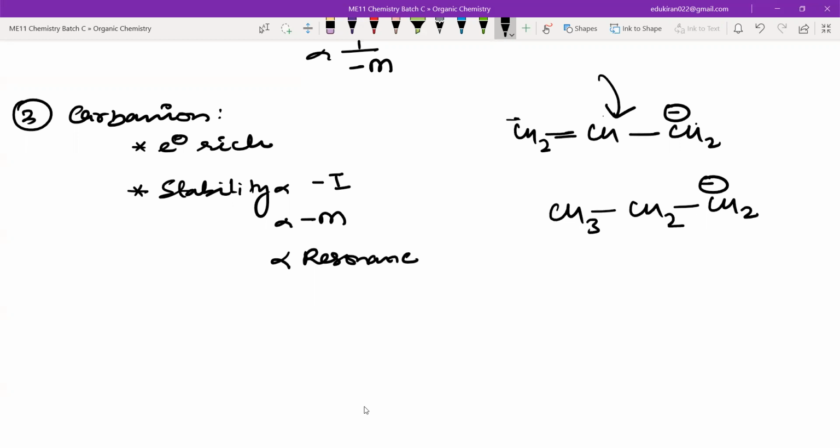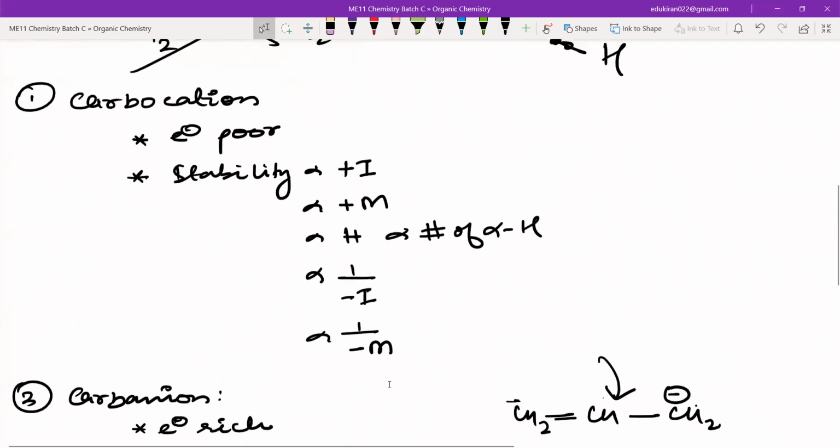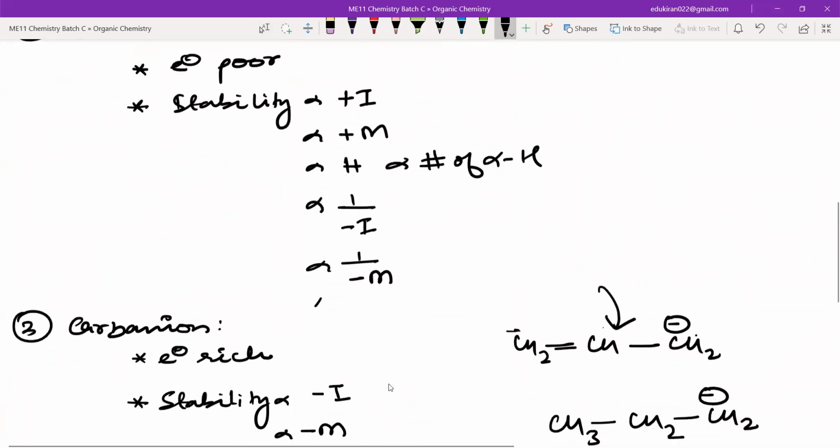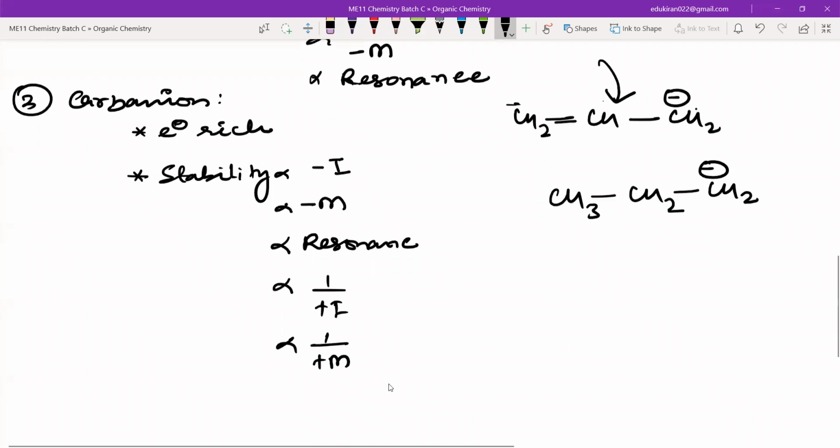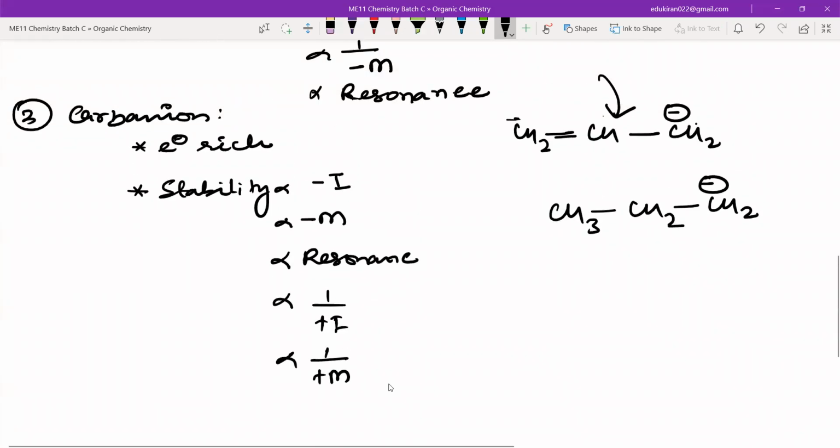So if resonance is present, then the carbanion is also more stable. If there is no resonance, then the one with resonance will be more stable. Then what else? Stability will be inversely proportional to plus I, and inversely proportional to plus M. Similarly, if you don't have any plus I or any group, and you have resonance, then it is directly proportional to resonance, because resonance is stabilizing charges. Resonance will stabilize charge, it doesn't matter whether you have a positive charge or a negative charge.